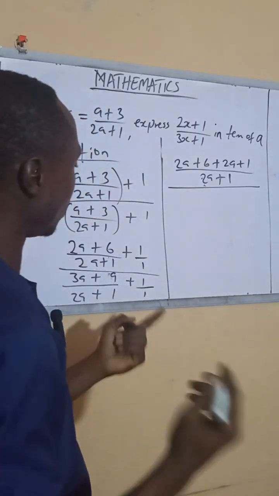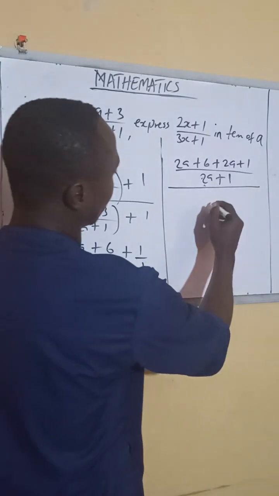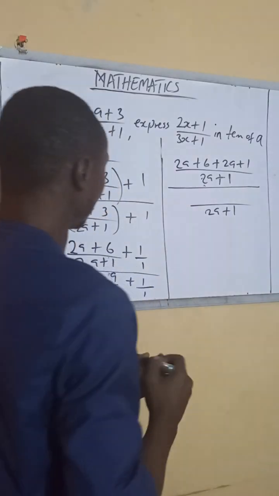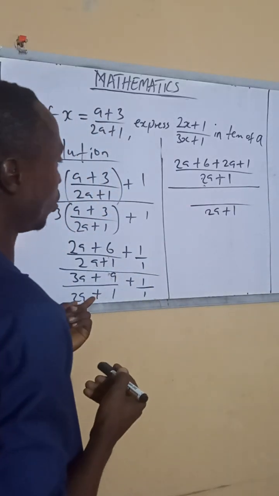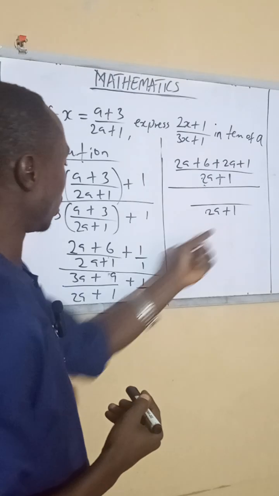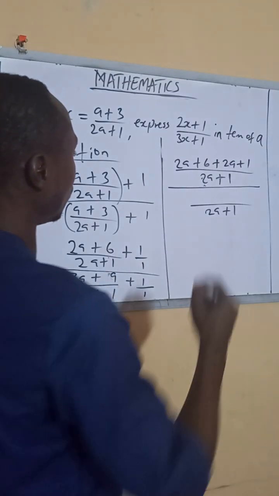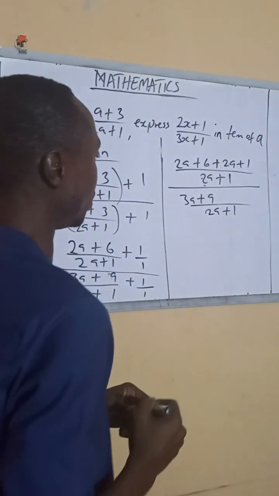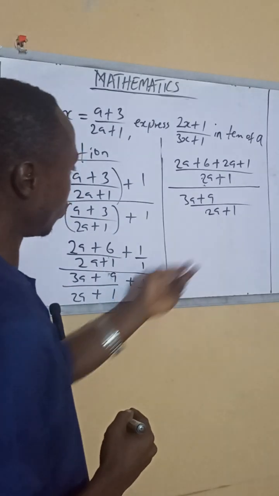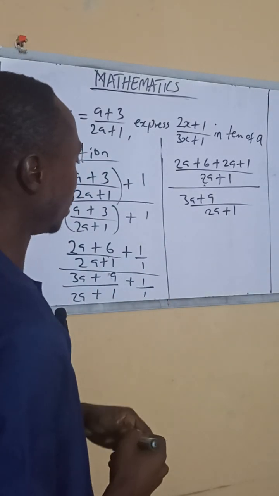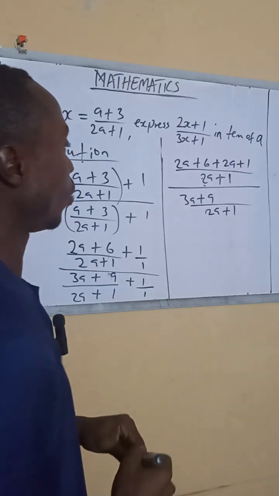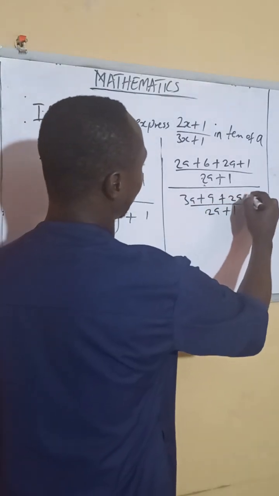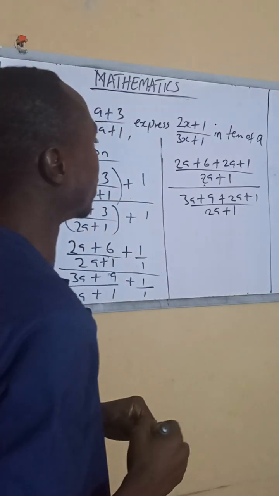The LCM still remains as 2a plus 1, the same thing applicable. 2a plus 1. Now 2a plus 1 goes here, will give us 1. 1 times 3a plus 9 will give us what? 3a plus 9. We're done with that. Now, the next one, 1 goes here, gives us 2a plus 1. 2a plus 1 times 1 will give us what? We get the same thing, plus what? 2a plus 1. We're done with that.